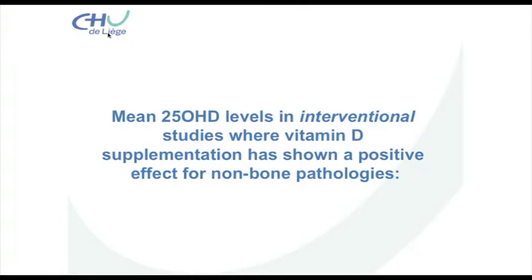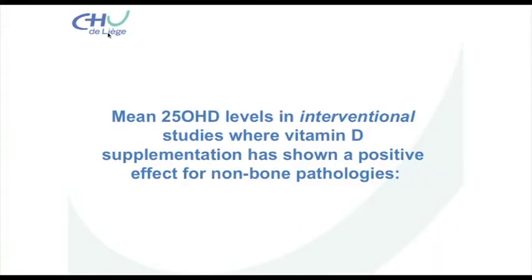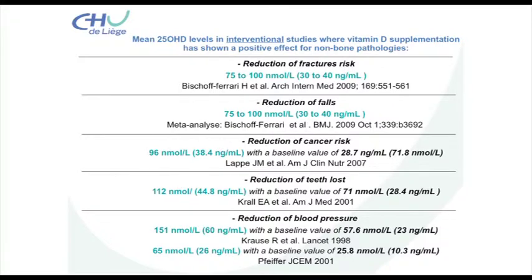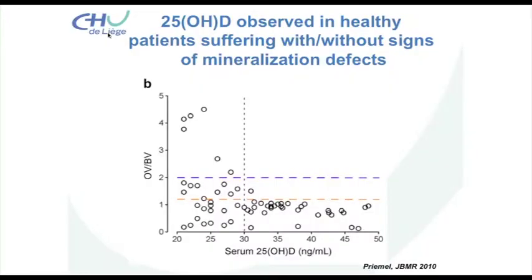In interventional studies, what are the levels that we observed in positive randomized controlled trials? There are now more and more studies showing benefits of vitamin D treatment in diminution of fracture risk, diminution of falls, and, as mentioned, cancer, teeth loss and blood pressure. But in all these interventional studies, when you give vitamin D or placebo, you have to reach a level of 30 nanograms per ml to have a positive effect of vitamin D. If you do not have this level, you do not have a positive effect. And this is what happened in the WHI study, where they gave 400 units and never reached 30 nanograms per ml.